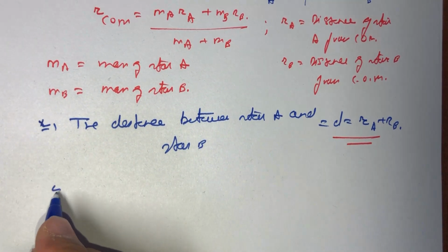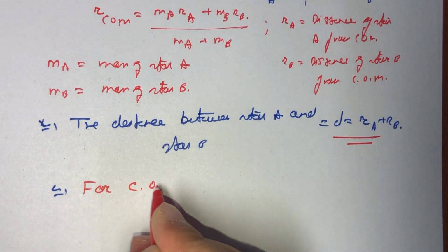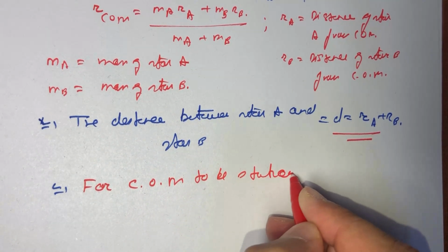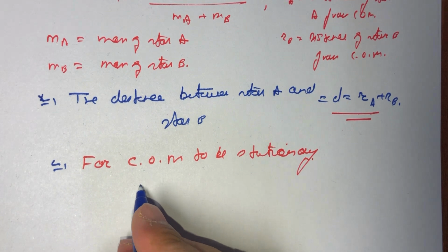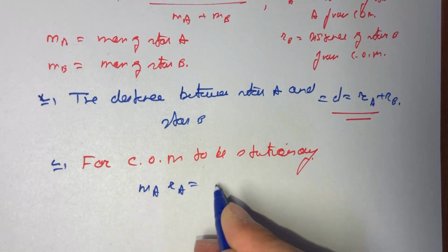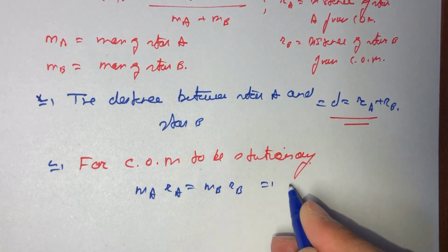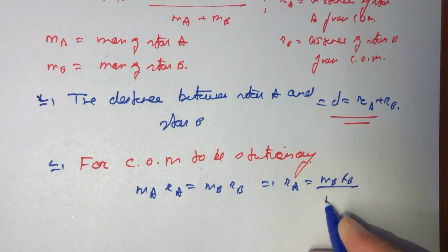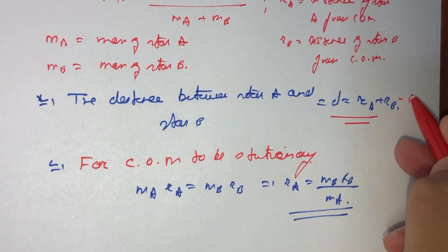So we can say that for center of mass to be stationary, mass of A multiplied by R of A is equal to mass of B multiplied by R of B. So here let us suppose we find out R of A, which will be equal to mass of B, R of B divided by mass of A. Now substituting this value of R of A in the distance equation, let us call this equation number 1.